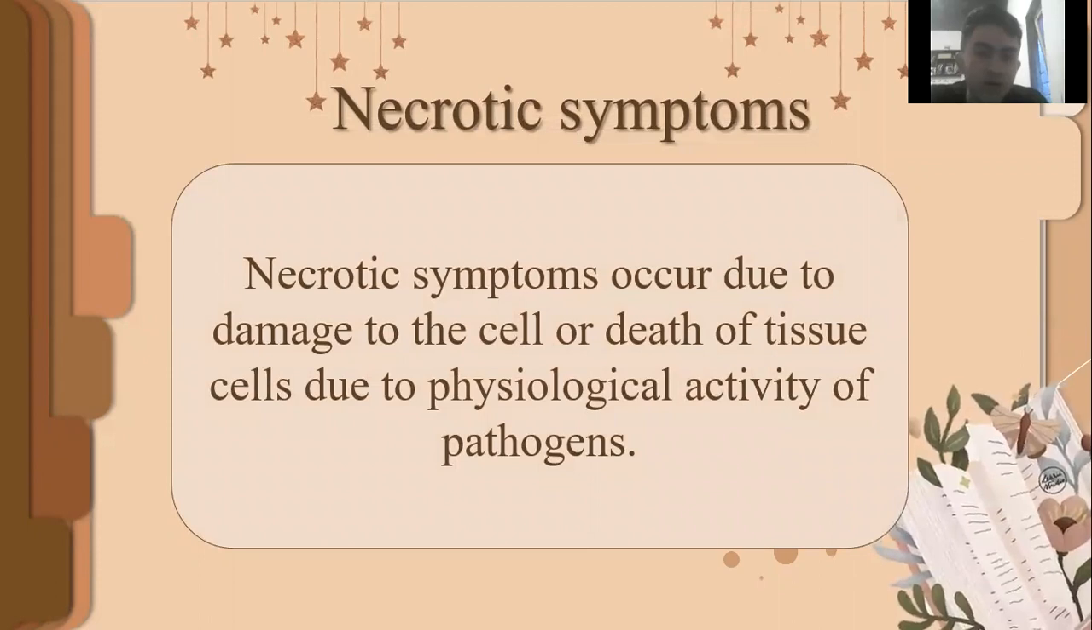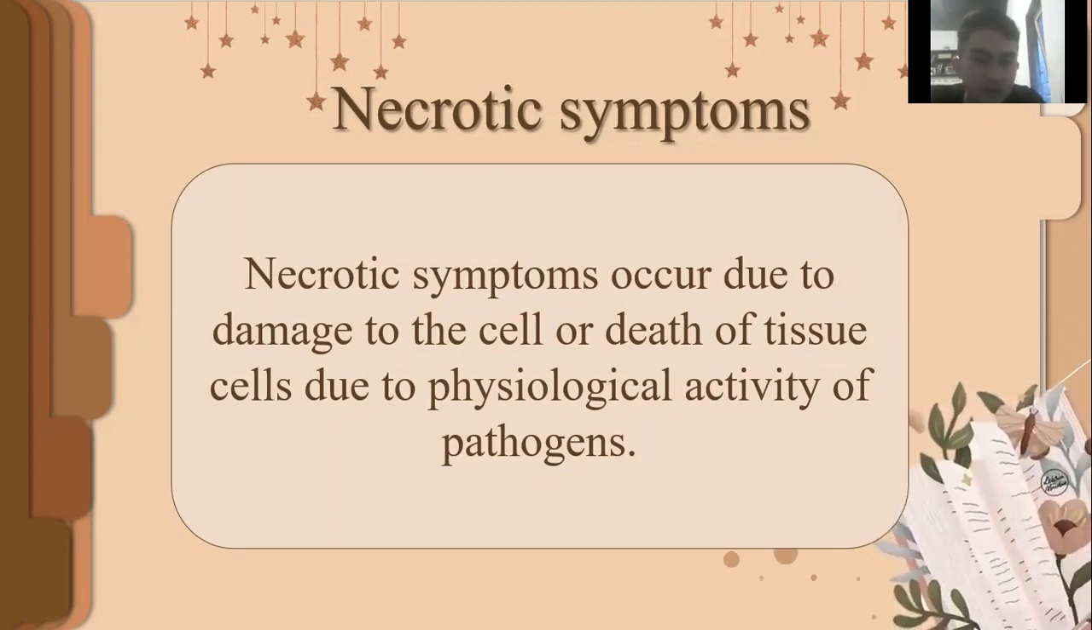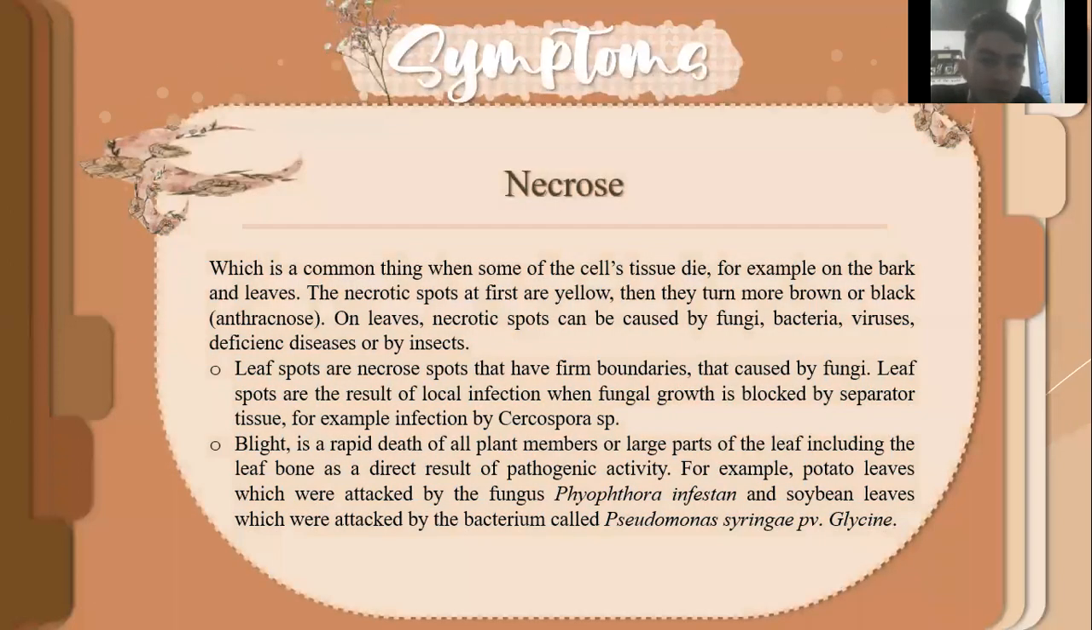Necrotic symptoms. Necrotic symptoms occur due to damage to the cell or death of tissue cells due to the physiological activity of pathogens. Necrosis is common when some of the cell tissue dies. For example, on the bark and the leaves, the necrotic spots at first are yellow, then they turn brown or black, or anthracnose. On leaves, necrotic spots can be caused by fungi, bacteria, viruses, deficiency, disease, or by insects.